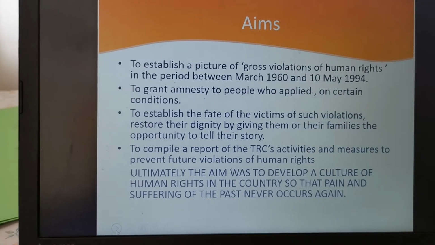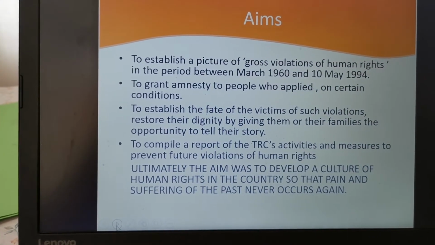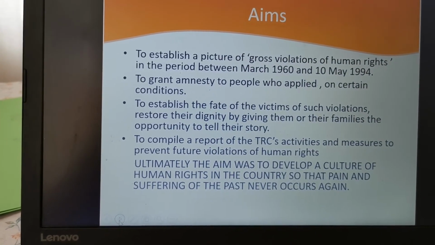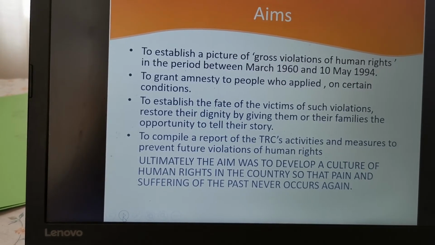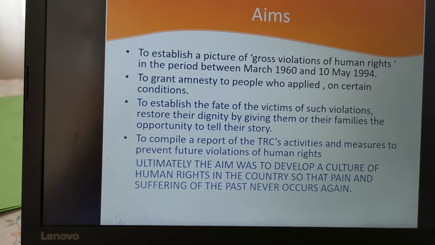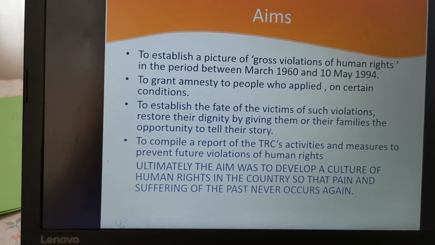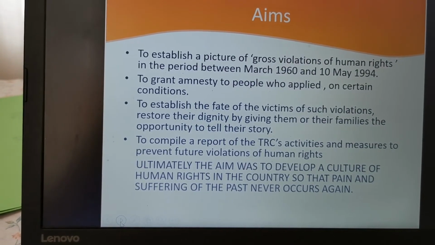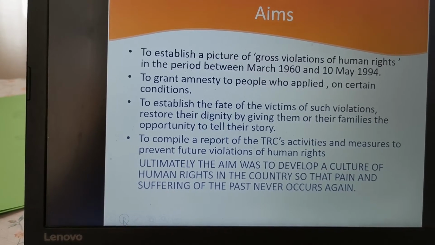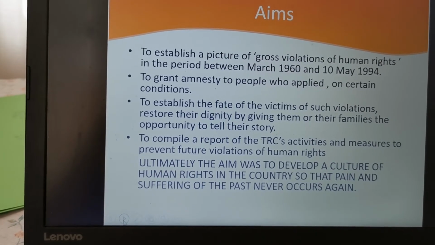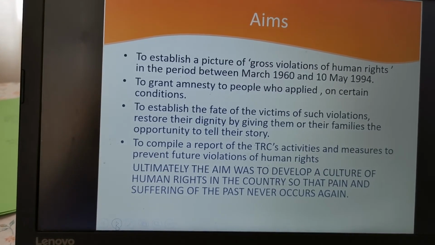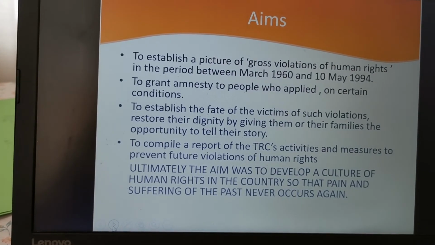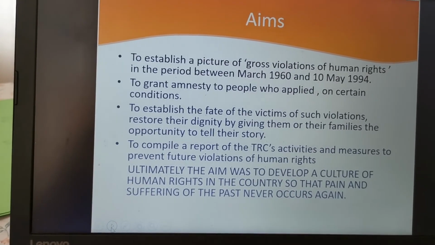When we look at the further aims, it wanted to see what were the gross violations. So there needed to be truth. There were people who denied that apartheid had negative elements to it. Because of press censorship, people didn't know exactly what had happened during apartheid. So the idea was that between March 1960 and 10th of May 1994, there would be research done, investigations done to determine what human rights violations existed, and this would allow for there to be truth about the murky past of apartheid.